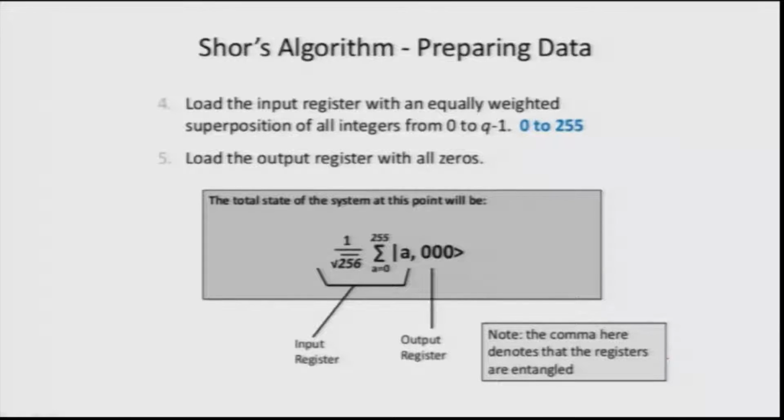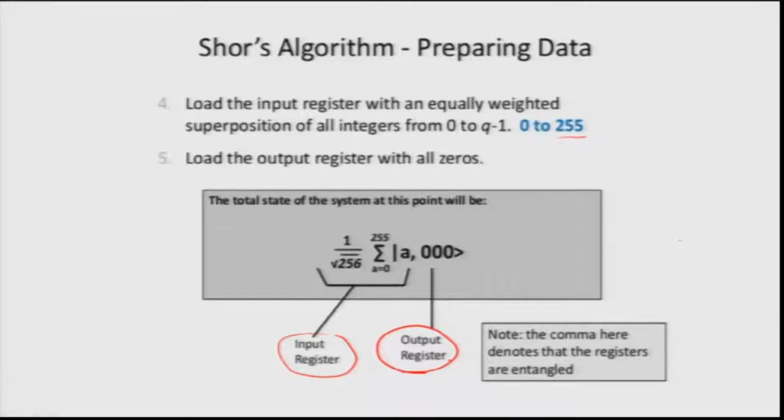In the first step, which is preparing the data, we will be loading the input register with an equally weighted superposition of all integers from 0 to q minus 1, which is basically 0 to 255, because we said we are dealing with 256 sets. The output register will be loaded with all zeros, because we do not know anything about the output yet. So, the total state of the system at this point will be the output register all zeros and the input register containing every possible value from 0 to 255.